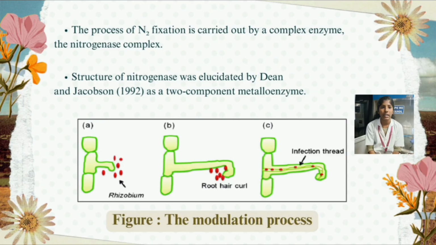The rhizobium bacteria come in contact with the root hair. This interaction causes the root hair to curl, and then an infection thread is formed. Through this thread, the bacteria enter the root and initiate the formation of nodules, where nitrogen fixation finally takes place.